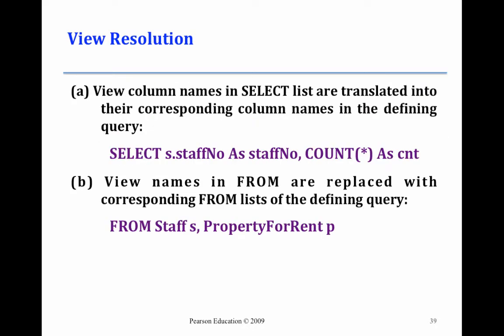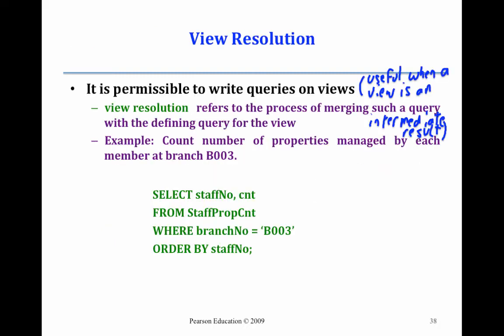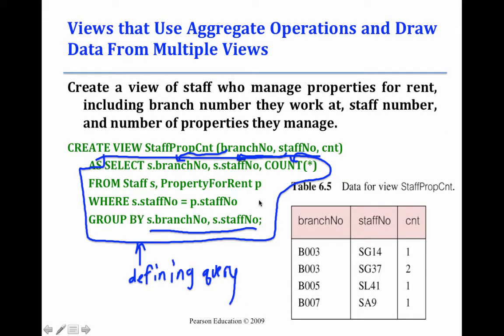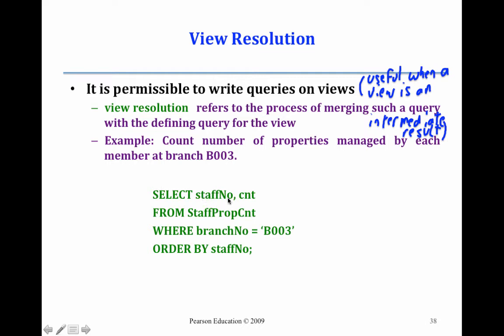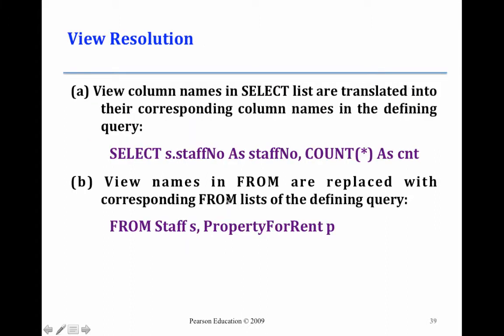First of all, it replaces, so here's the column names I use, staff number and count. But if we go back to the defining relation, it's s dot staff number and count star. So the first thing we do is we replace the attribute names from the view with the attribute names from the underlying base relation. That's A. So it's now select s dot staff number as staff number, count star as count.